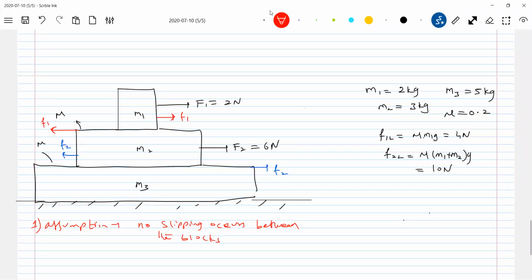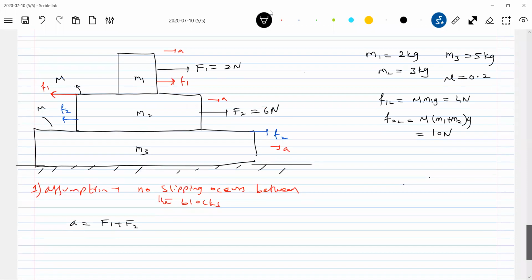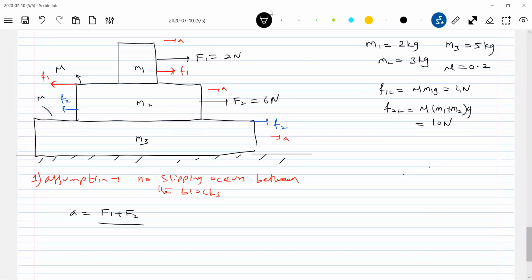Then we'll assume that let A be the acceleration. What is the net force acting on the system? F1 plus F2, divided by M1 plus M2 plus M3. That is 2 plus 6 over 2 plus 3 plus 5, so 8 by 10, 4 by 5. Now we'll cross check one by one.